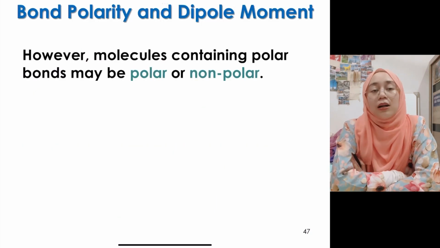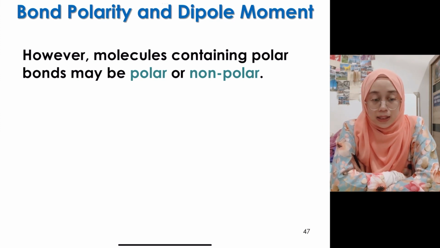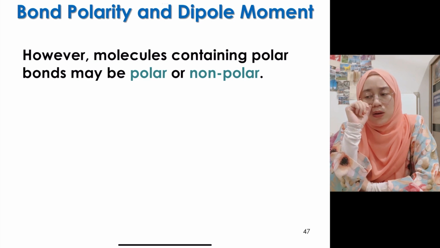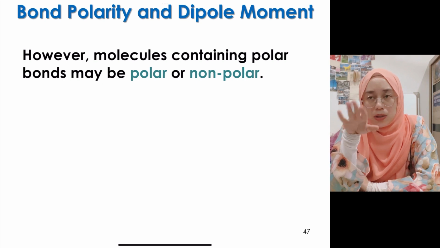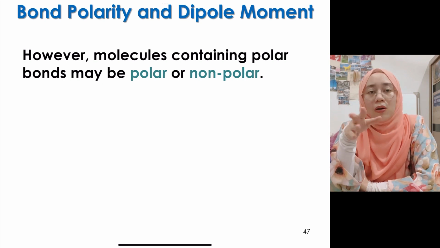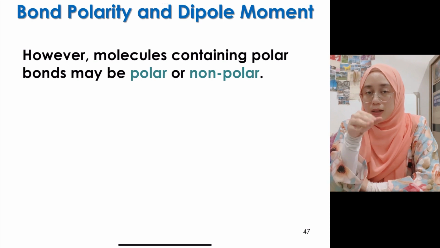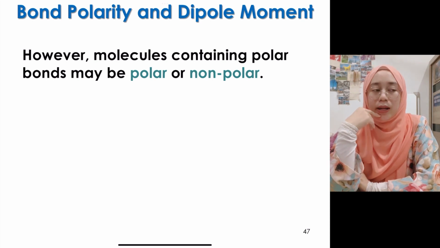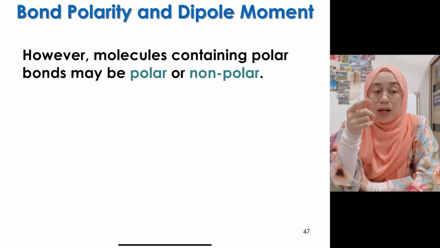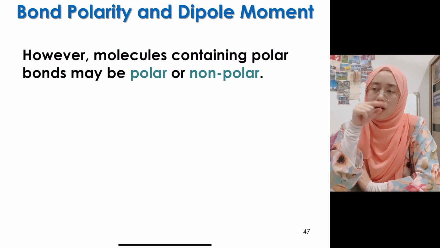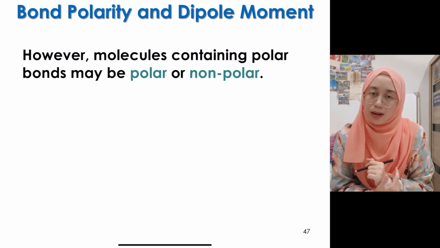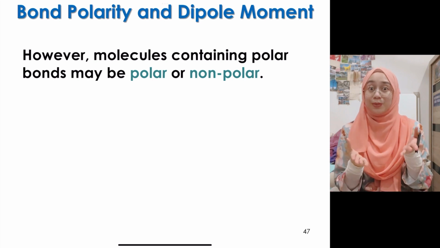Okay, however, ada something yang kamu kena berhati-hati sikit. So, kalau tadi non-polar molecule, basically kalau kamu tengok dalam compound tersebut, semua non-polar bond. Dalam molekul tu, non-polar bond semua. So, kita boleh cakap, oh, non-polar molecule lah. Okay, this molecule is non-polar. Tapi bila kita jumpa molecule that consists of polar bond, tapi bila tengok as a whole, molecule tu sendiri is said to be non-polar. Okay, so there is a possibility for that.